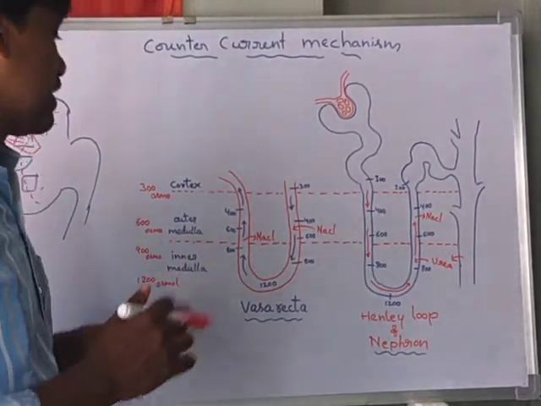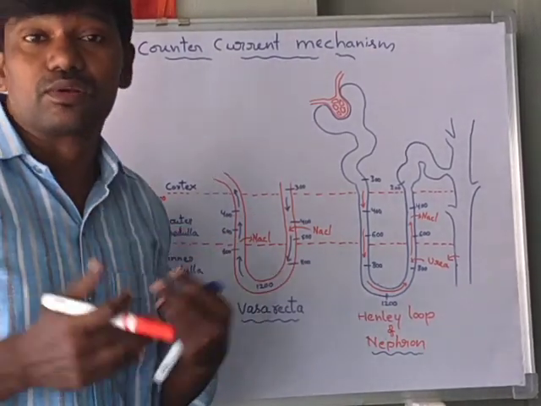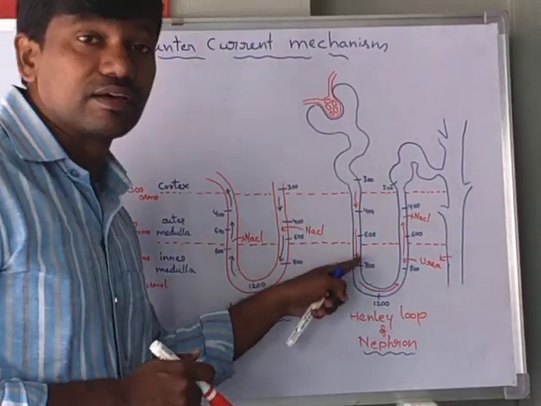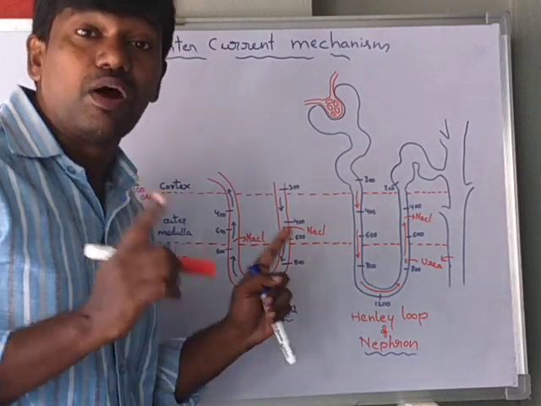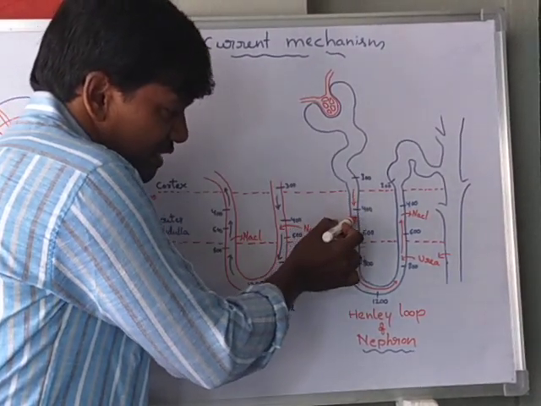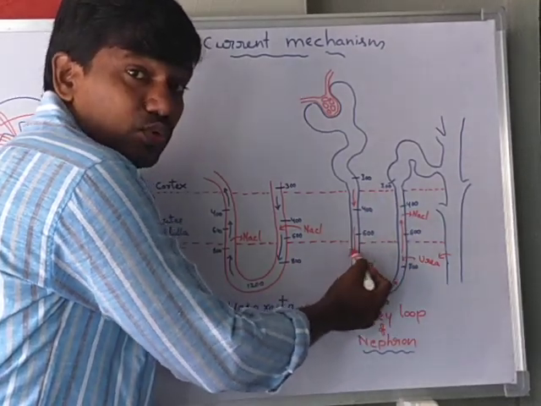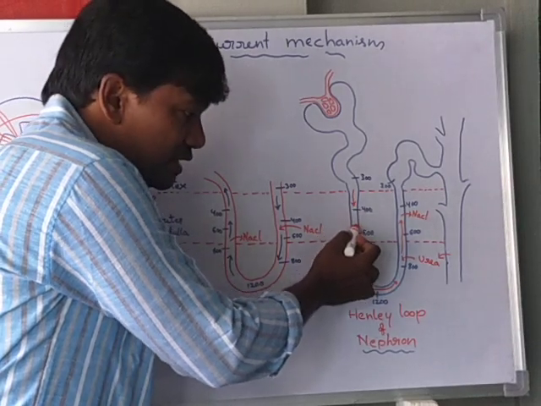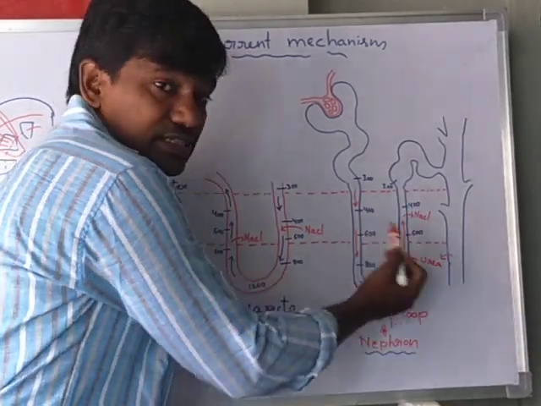Now I explain about this. These two play a main role in the formation of concentrated urine. The flow of renal fluid in the two limbs of the Henle loop is in the opposite direction. Here we see the renal fluid direction: this is the descending limb and this one is the ascending limb. The Henle loop has two limbs, and the flow of filtrate fluid is in opposite directions, like this and like this.